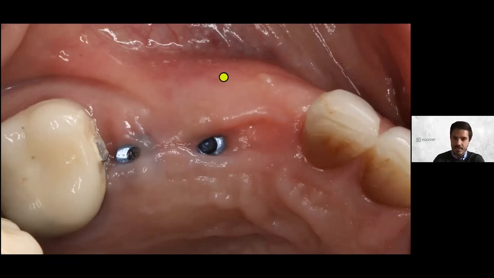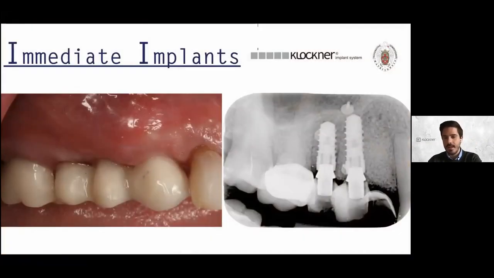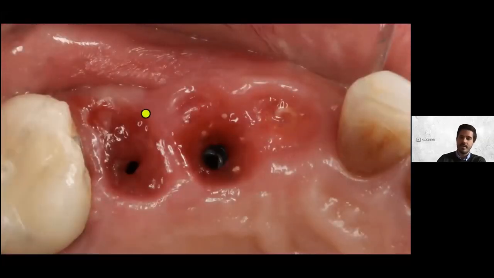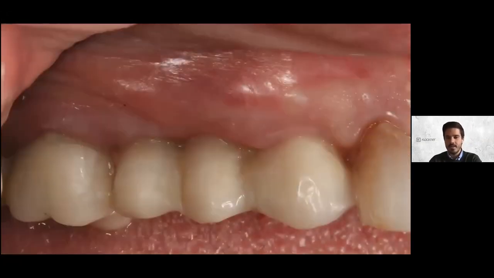Also, the keratinized tissue that we have, we want to take advantage of this soft tissue to model with a provisional restoration. And little by little, we are modeling our soft tissue with our provisional restoration. And this is how it looks after 8 months of treatment. Look at the thickness that we have at this side. Look at the thickness that we have at this side. Only by planning our surgery and treating according to our principles can we model soft tissues like this to end the case like this.